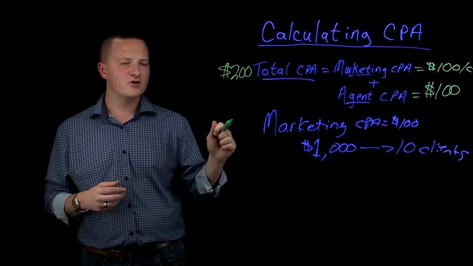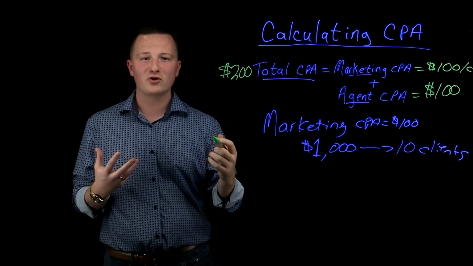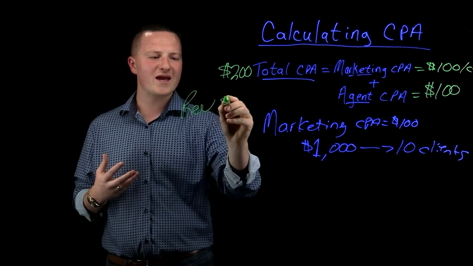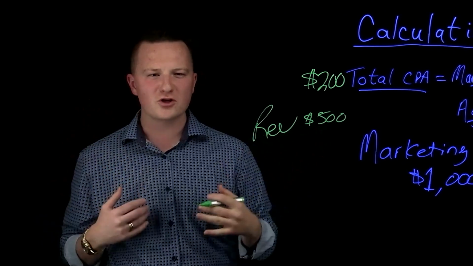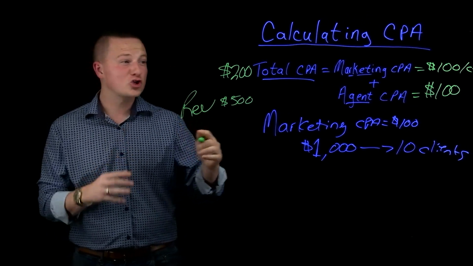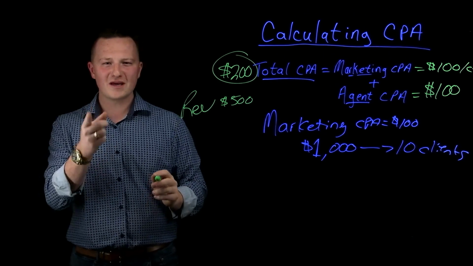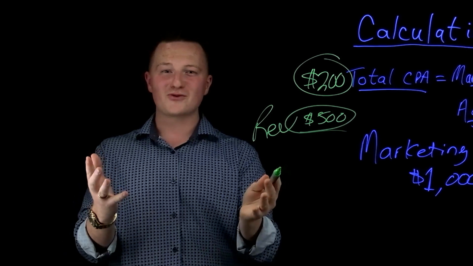So imagine for a second you're receiving $500 per new sale. Let's say your revenue is $500 per new sale. When you make a sale, that's what comes into your bank account. How many times would you as a business owner trade $200? You give $200 and somebody returns you $500. How many times would you do that?